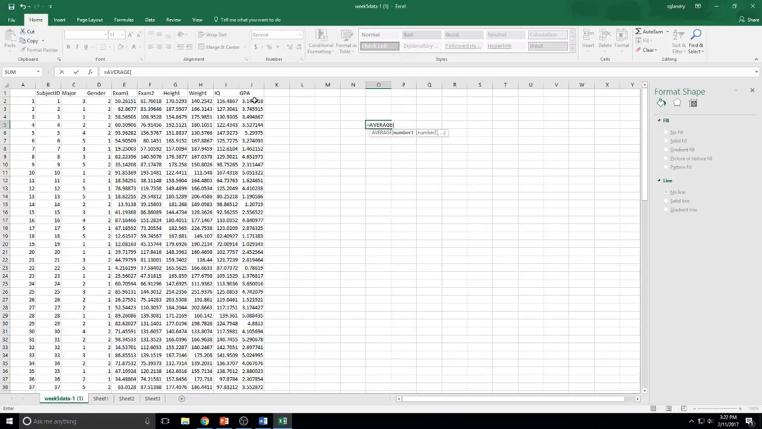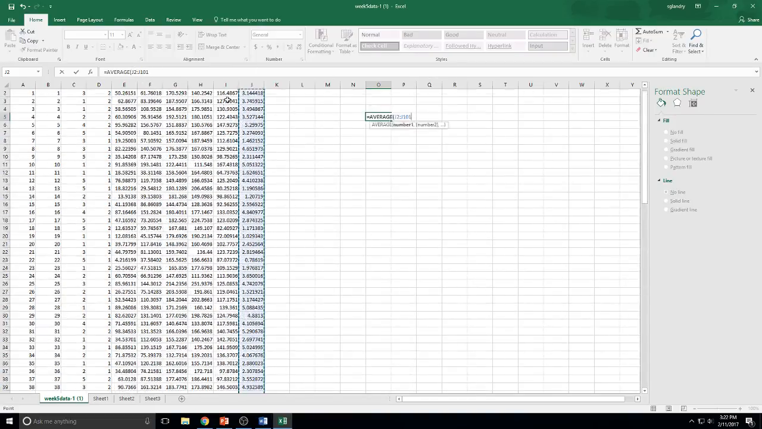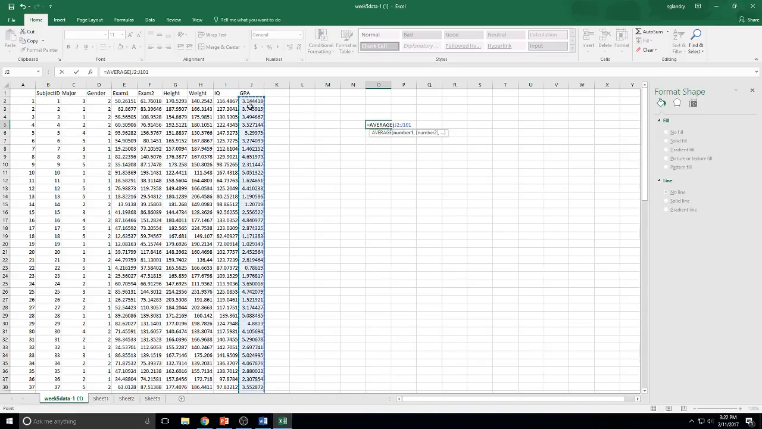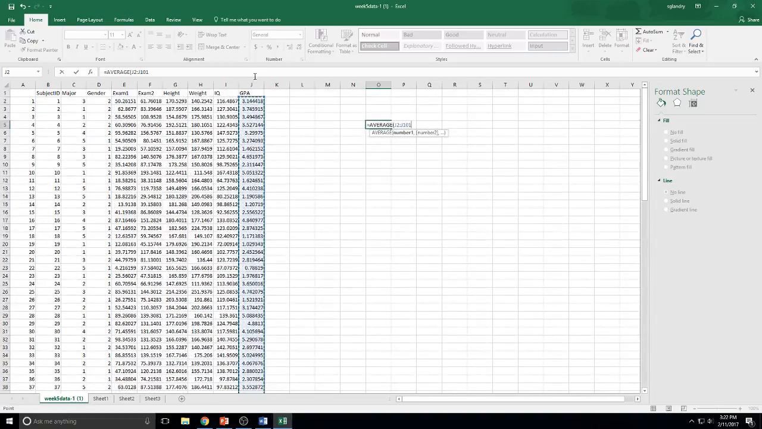So if I wanted just the average of GPA, I'd type in average. Now it's waiting for the range, and I can just do this. And you see how it says J2, the J column, row 2, starting, and then colon, going all the way to J101, which is all the way at the bottom. So that's the whole range. If I want to find the average of that range, I hit enter, and then boom, that's what it is. Cool.